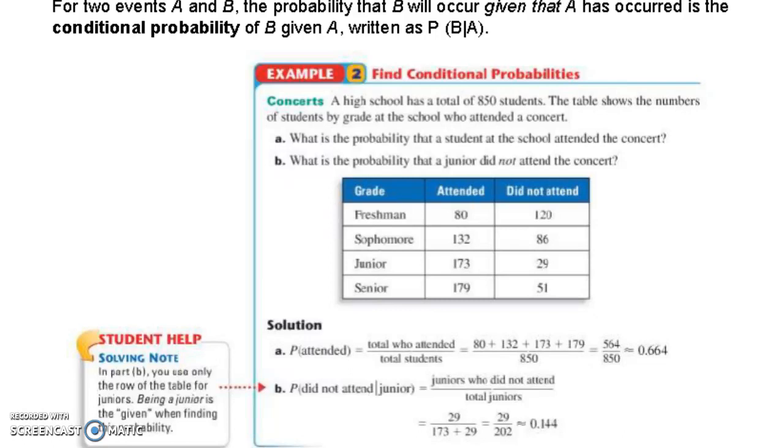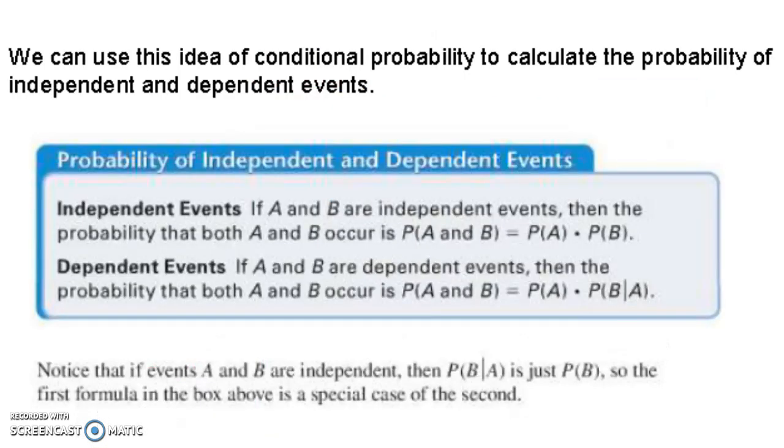Now it says, what is the probability that a junior did not attend the concert? Well, that's the probability that a student did not attend given that they're a junior. So we're taking the number of juniors who did not attend, which from the chart we can see is 29, divided by the total number of juniors, which is those who attended and those who didn't. 173 and 29 gives 202. Dividing those out gives us a probability of about 14.5%, 0.144.